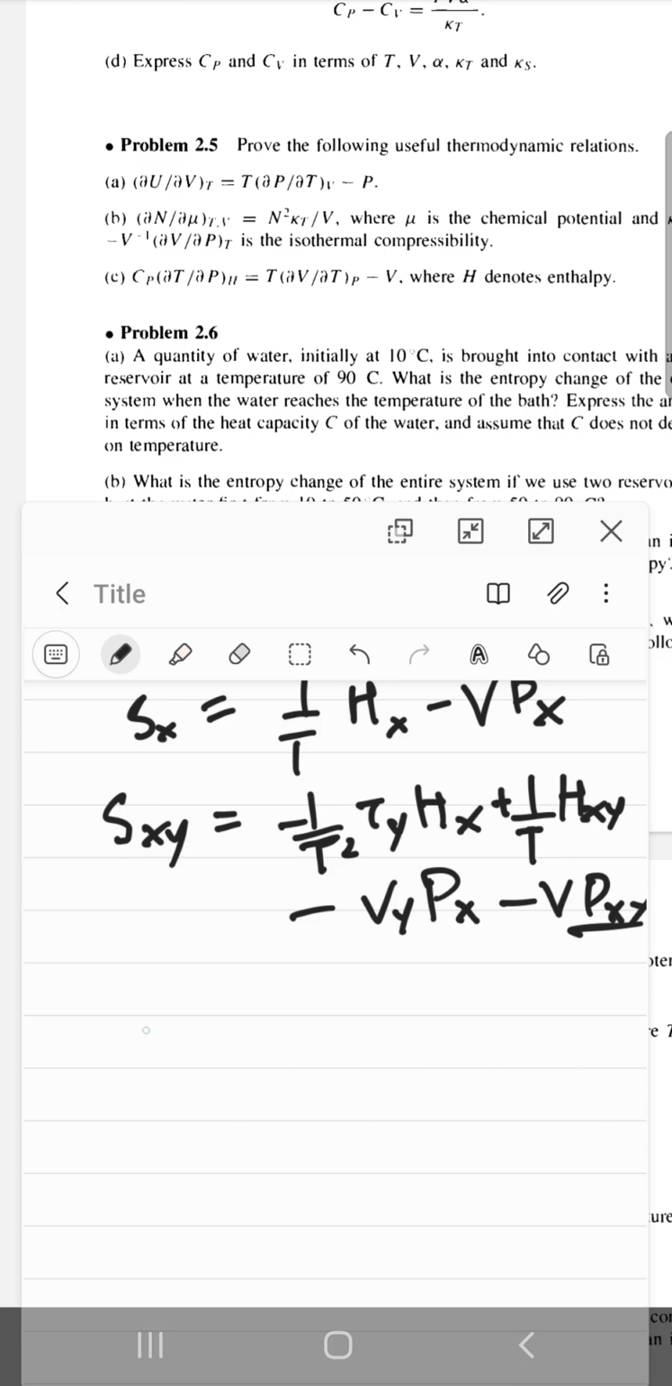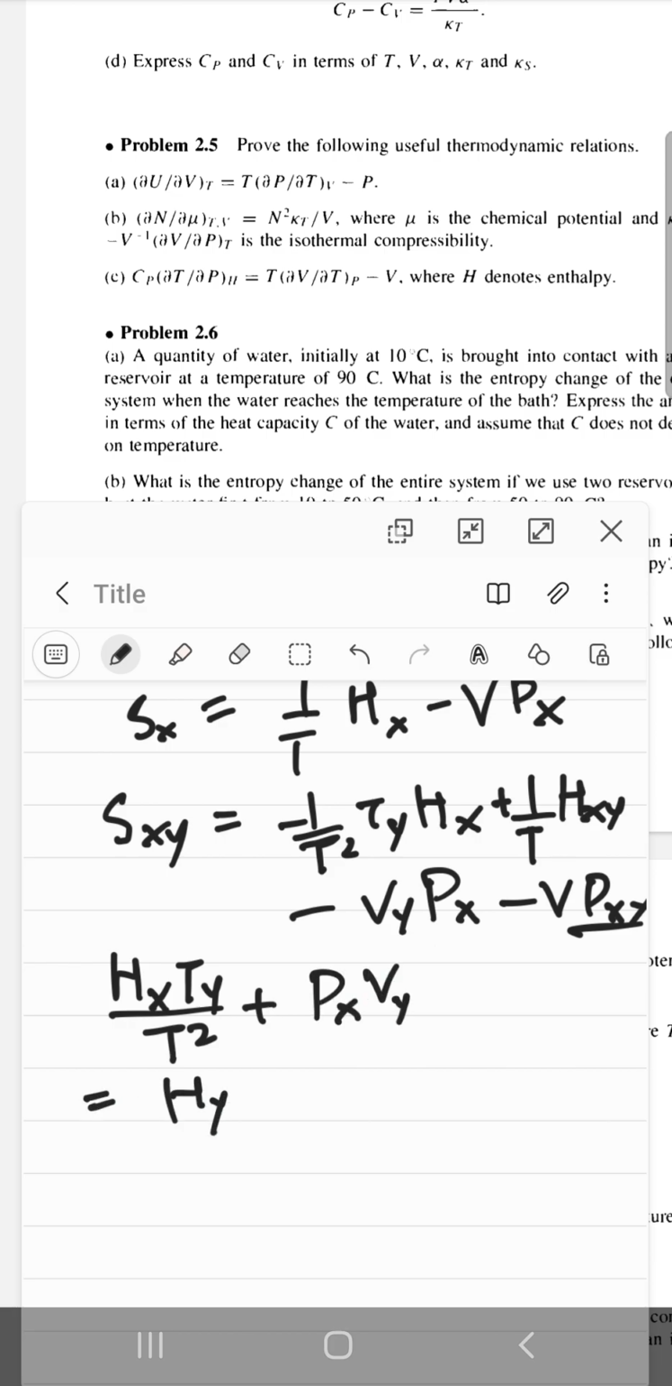So essentially what you will be saying is something like: h sub x, t sub y upon t square, plus p sub x, v sub y, should be equal to h sub y, t sub x upon t square, plus p sub y, v sub x. So now what we want is with pressure and enthalpy apparently.